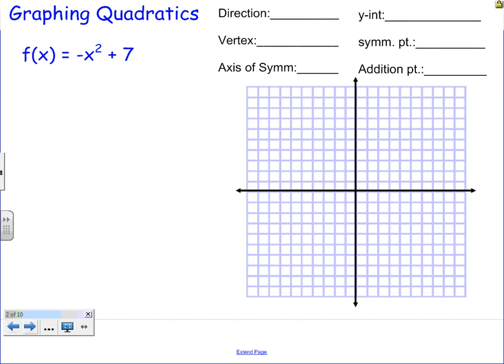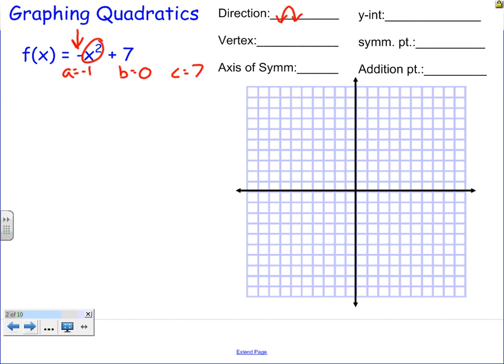First thing we want to do is recognize what we have. The a value here is obviously negative 1. The b value, we don't have a b, so it's 0. It's like 0x. And our c value is 7. Okay. Now looking at this equation, notice I see the x squared. So that is my parent shape. But notice the negative. The negative tells me the direction is going downward. Okay. So it's going to look down like that.